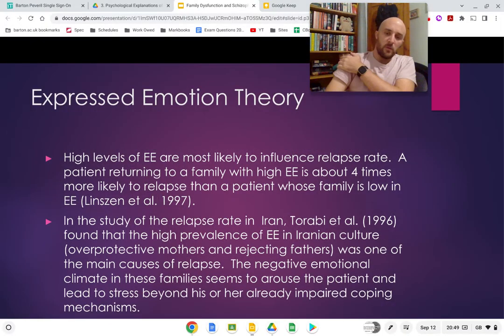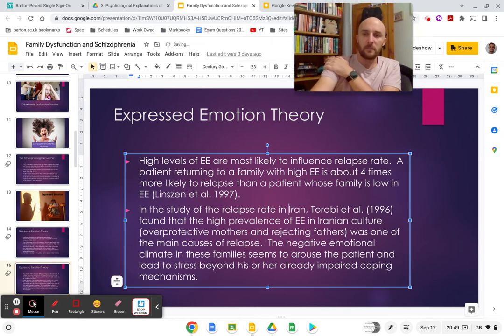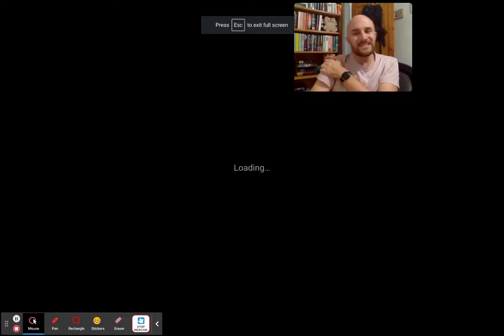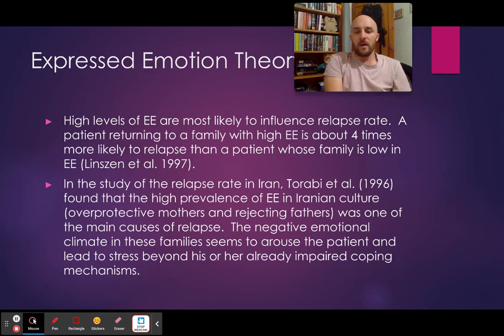And there was also an Iranian study here by Torobi et al. In 1996 they looked at the high prevalence of expressed emotion in Iranian culture. So overprotective mothers and rejecting fathers. These are two massive factors that come up in Iranian culture quite a lot.